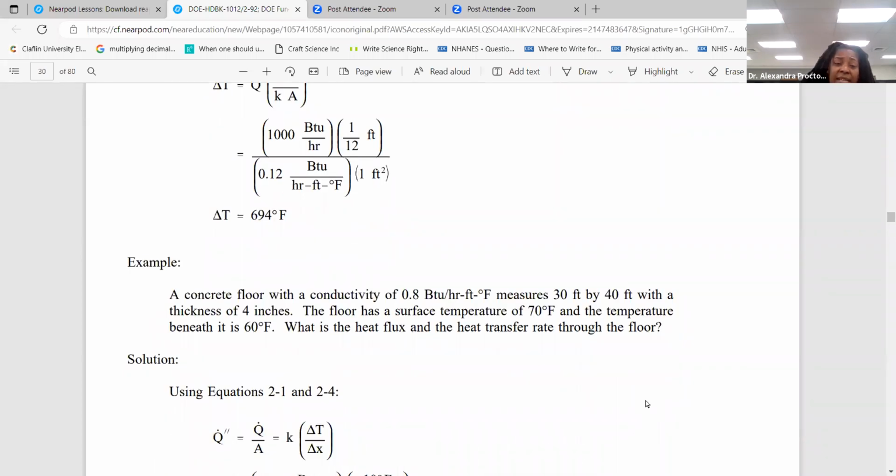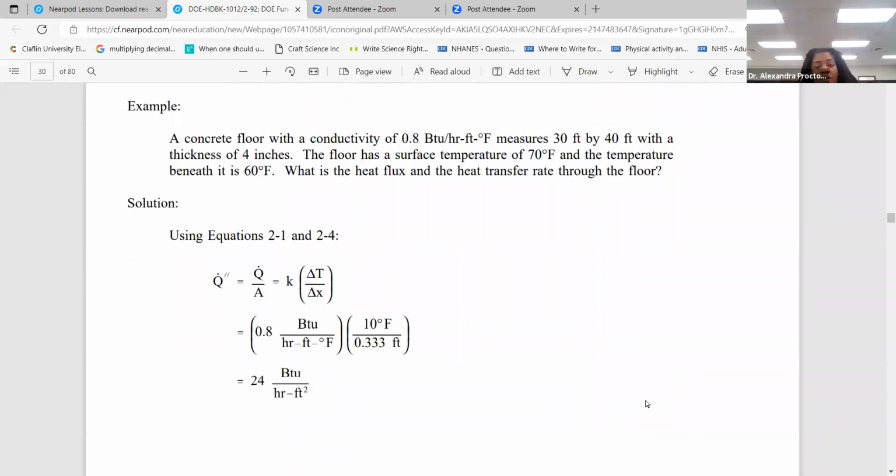Then in the second example, you have a concrete floor with conductivity of 0.8 BTU per hour foot degree Fahrenheit, and it measures 30 feet by 40 feet with a thickness of 4 inches. The floor has a surface temperature of 70 degrees Fahrenheit, and the temperature beneath is 60 degrees Fahrenheit. They ask you what is the heat flux and the heat transfer rate through the floor.